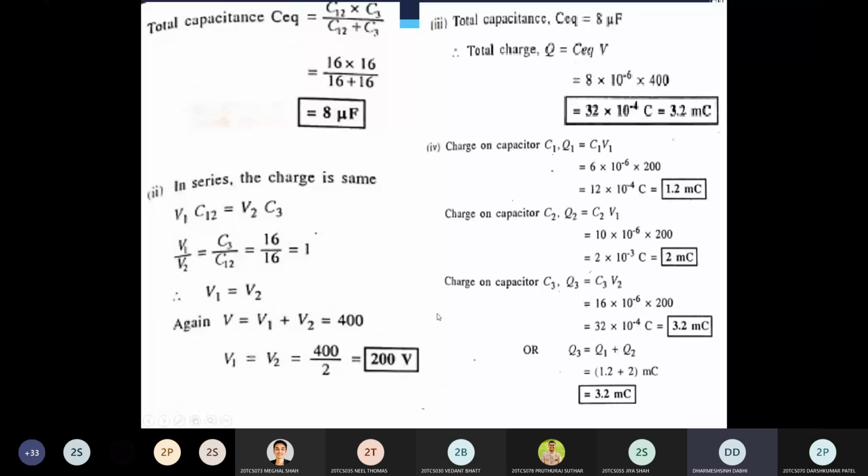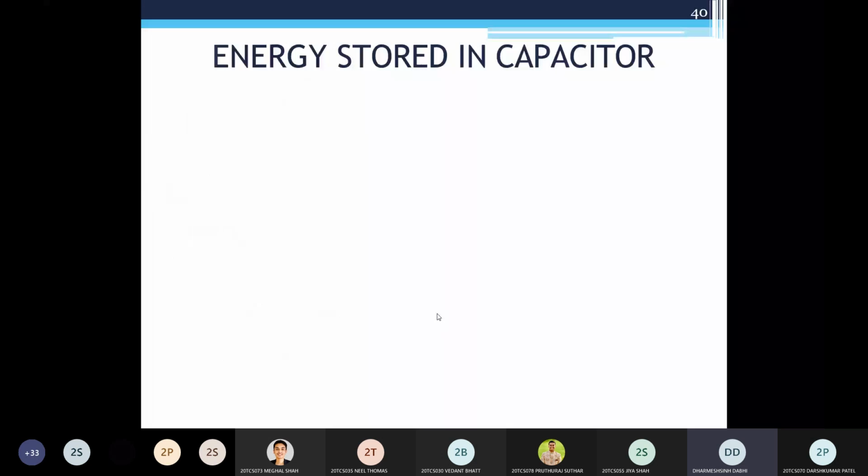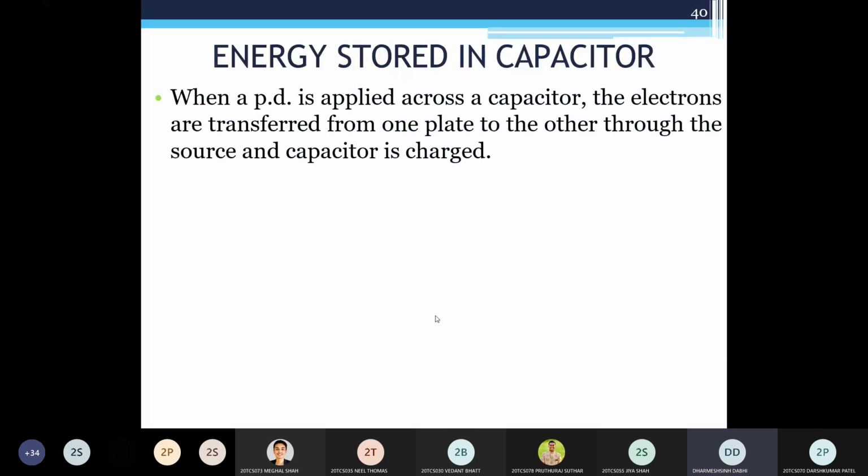Okay. So I move to the next topic: energy stored in the capacitor. As you all know, the purpose of the capacitor is to store the energy when it is being charged and provide the energy when it is fully charged. Okay. So the amount of energy stored in the capacitor is 1/2 CV square. You know the equation. So let's derive this equation of energy stored in the capacitor.